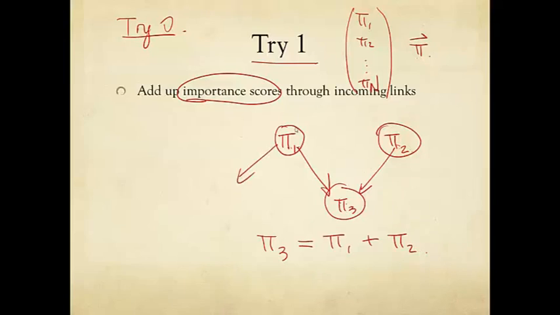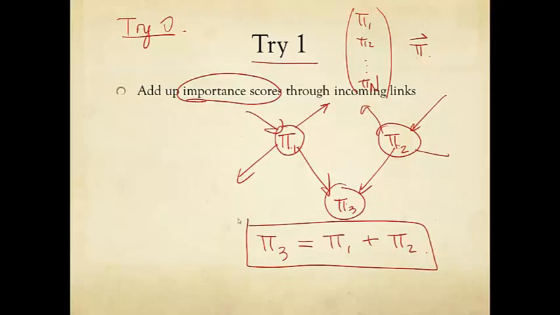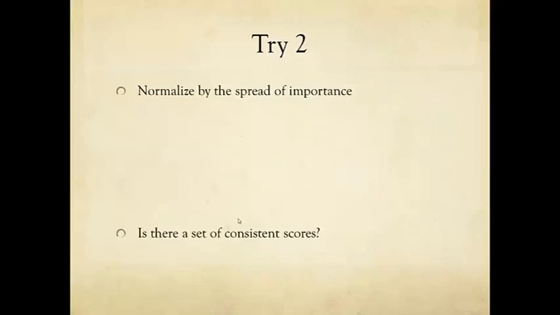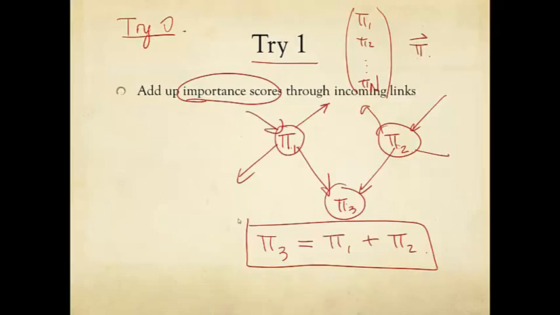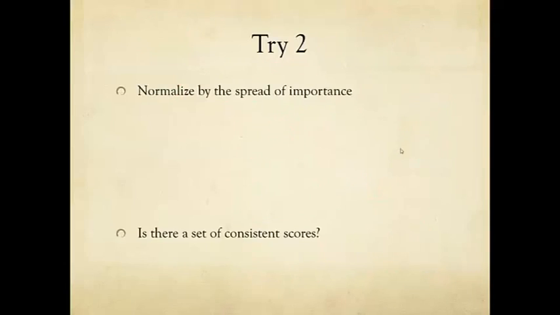And of course, in general, the first node and second node may have many other connections coming in and going out. So this is a reasonable choice. However, what it ignores is that some nodes, like this node 1 here and 2, are pointing to many other nodes, not just node number 3.